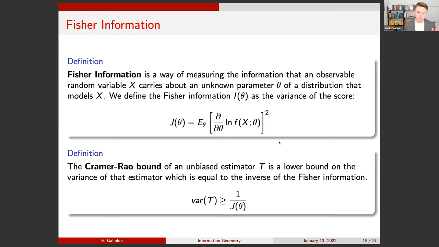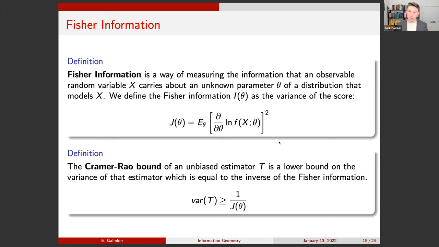And one really important thing is we have this idea of the Cramér-Rao bound, right? So this is a lower bound on the variance of our estimator. We have our estimator T. T is what we're trying to optimize to find the best possible parameter for our function.